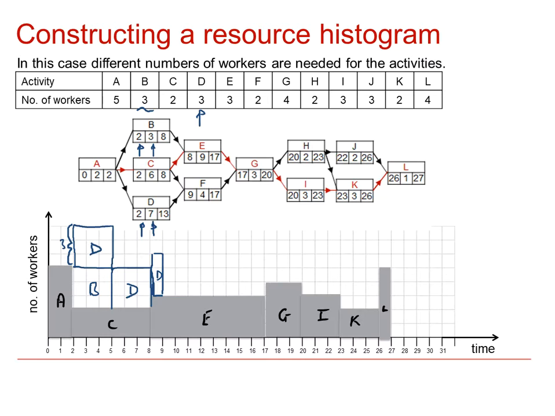Moving on to F. F can start at time 9, which is where we're up to here. It's got a duration 4, so it will be a width 4. And F needs to be height 2, needs 2 workers. So F fits in like this. Then we can now jump forward to H. So H can start at time 20, which is this point here. It's width 2, duration 2, and needs 2 workers, so it's height 2. So H fits in at that point.